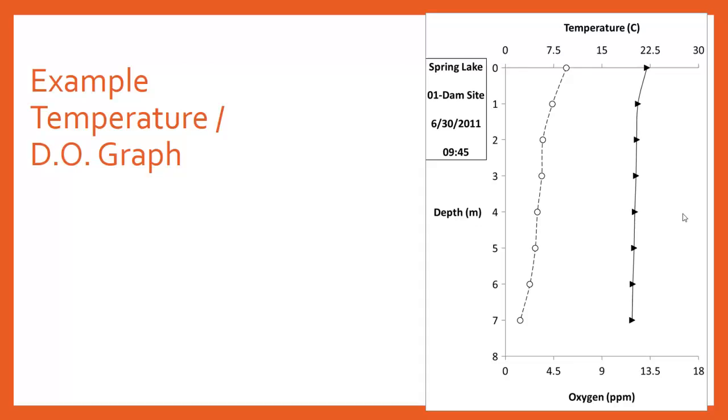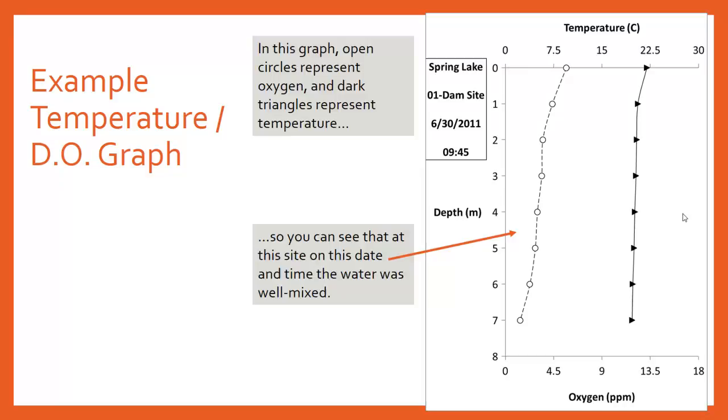So here's an example of what we want to build here. This is from some old data that I took a few years ago. In this graph, open circles represent oxygen, and the dark triangles represent temperature. If you look at the graph closely, you can see that at least on this date at this time, the water was well mixed. The oxygen did not change much from surface to the bottom, and the temperature did not change much from the surface to the bottom.